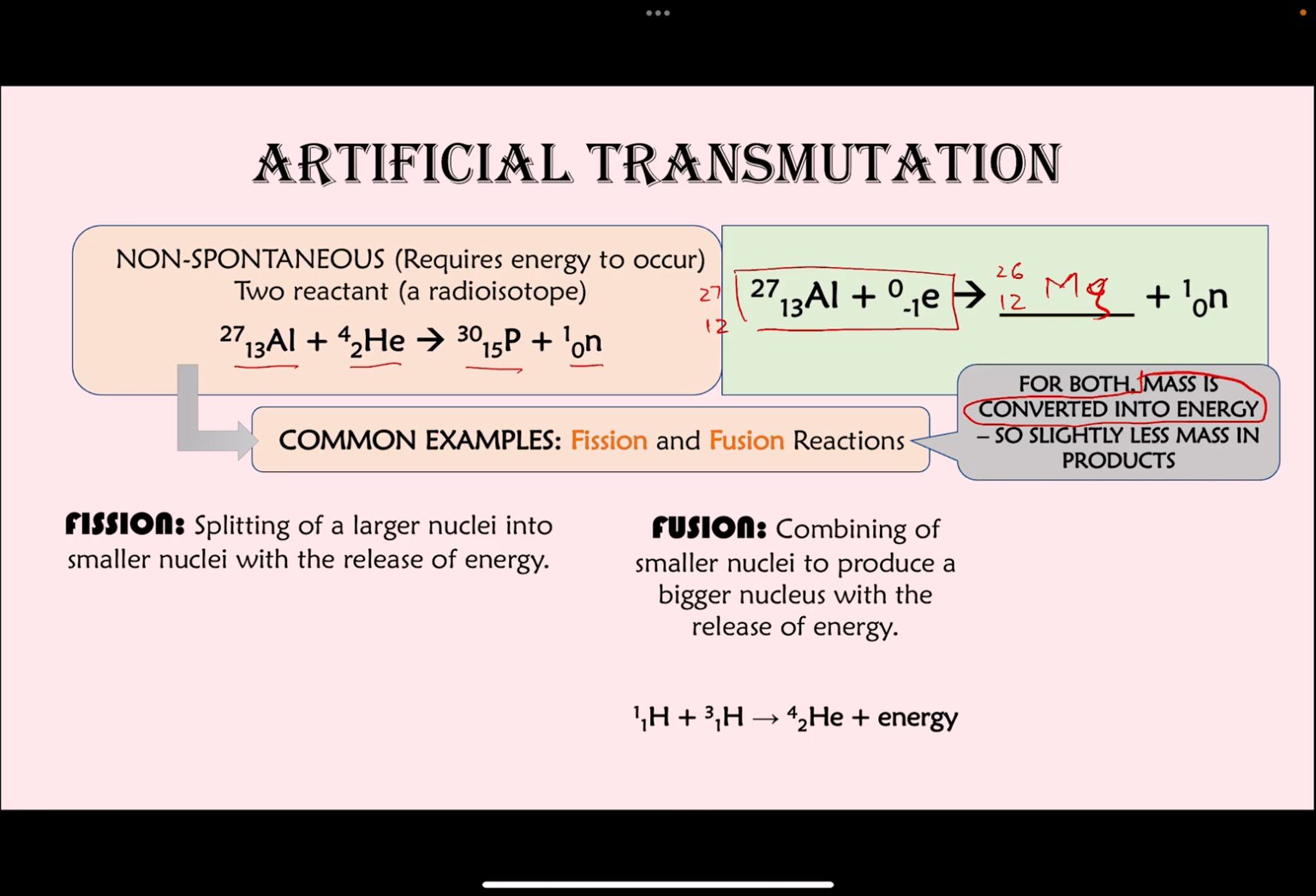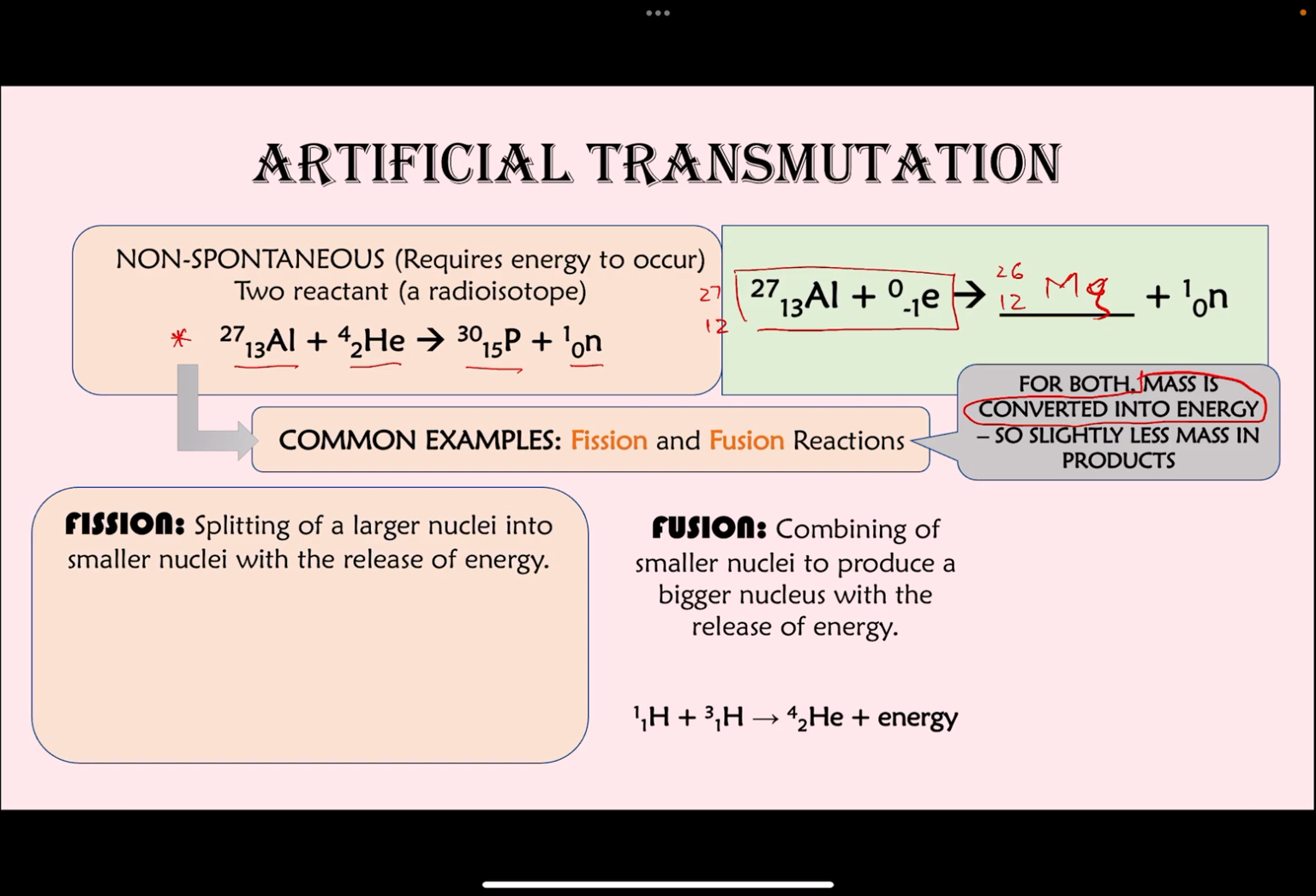So let's look at the very specific examples of fission and fusion that we know of and that we know occur. If you are given 4 options and you are asked to identify an example of a fission or a fusion, please only select the examples that we are going to talk about now. If you see other examples of artificial transmutation, remember that yes, this is an artificial transmutation, but this is not necessarily fission or fusion.